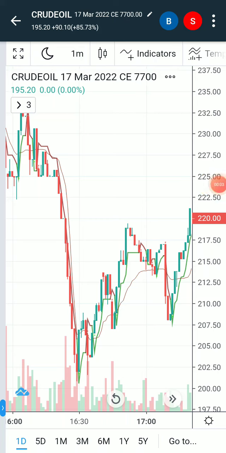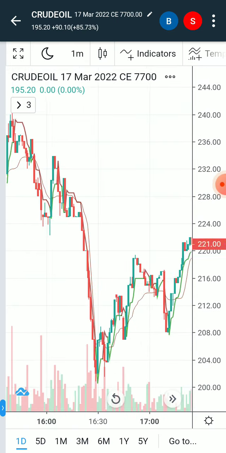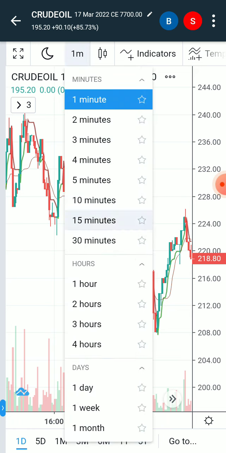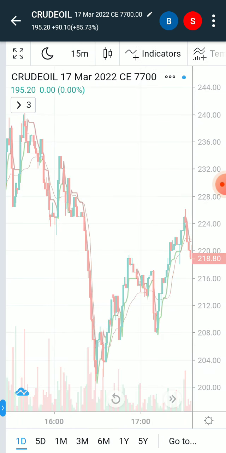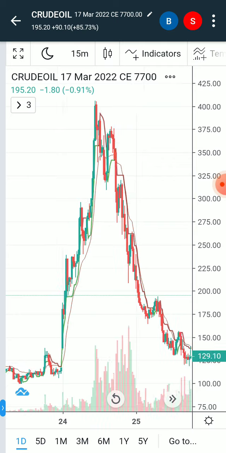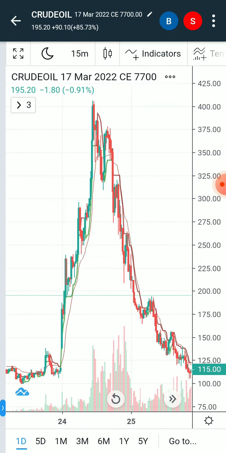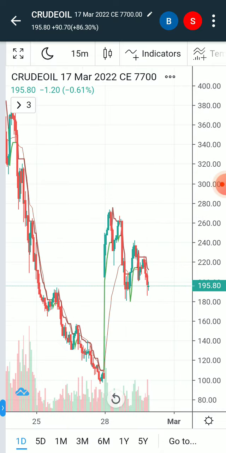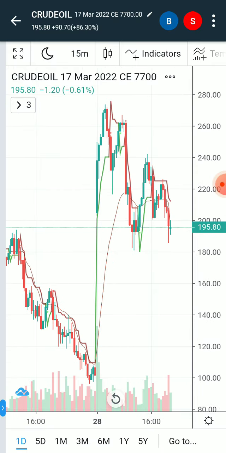We are going to talk about our crude oil, which is we are having a long position over here, and I have just opened a 1 minute chart. Now let me just open a 15 minutes chart to see how exactly it has performed. And now you can see a lot of volatility because of the reason that we know already.